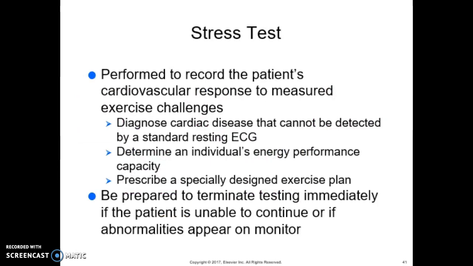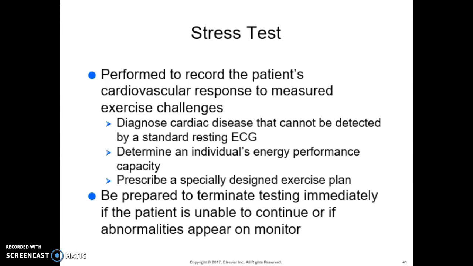So a stress test. A stress test is performed to record the patient's cardiovascular response to measured exercise challenges. It's used to diagnose cardiac disease that cannot be detected by standard resting ECGs. It also is used to determine an individual's energy and performance capacity and prescribe a specially designed exercise plan. So if a patient is having some issues, if they do the stress test, they are then able to designate a specially designed program for them.